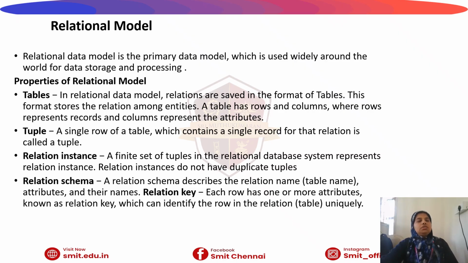Relation schema describes the relation name, the table name, and the attributes. That is called the schema: how the data is described with the names, the attributes, and the IDs. Another thing is the relation key. The key is set row-wise. It has one or more attributes, known as relation keys, which can identify rows in the relation, and unique key data will be identified here.